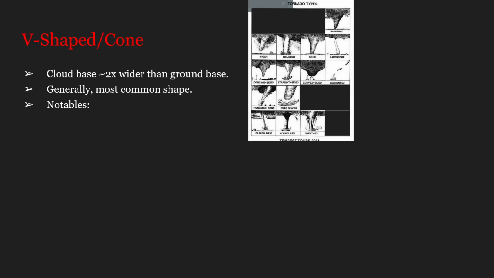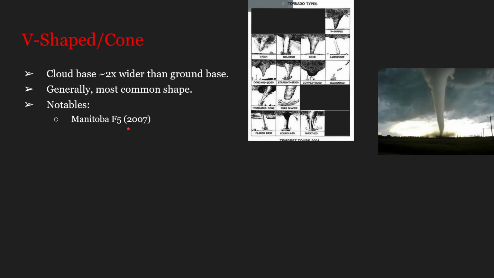Some notables of the drill bit and cone are the Manitoba, Canada F5 from 2007. This is Canada's first and only F5, as it would go to the Enhanced Fujita scale, if not mistaken, this same year, or wouldn't be until a few years later. I cannot remember.